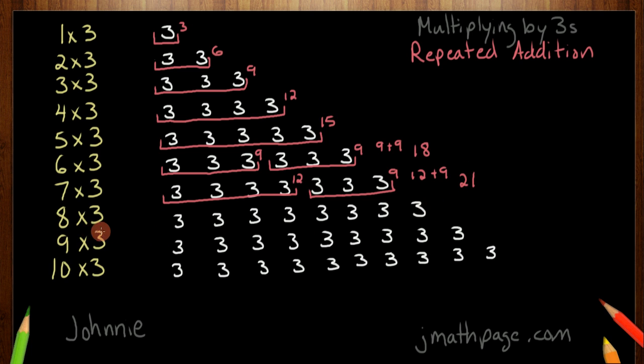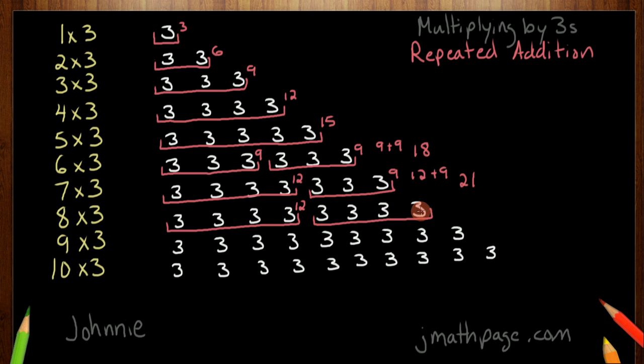What about 8 times 3? Well, I'm going to make this nice and even. I'm going to make 4 here and then 4 here. 4 3's. 1, 2, 3, 4. That's the same as this. We know that 4 3's is 12, just like up here. 4 3's is 12. So we know this is 12.